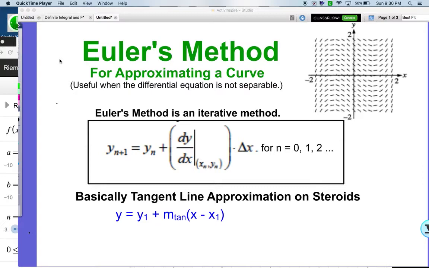Alright, Euler's method. If you remember from pre-spring break, when we thought we were all coming back in a week, we were talking about differential equations. Differential equations are equations where we have a dy/dx. We have a slope equation. Sometimes those could be really easy, and we know the derivative is x squared, and we did that when we talked about antiderivatives.